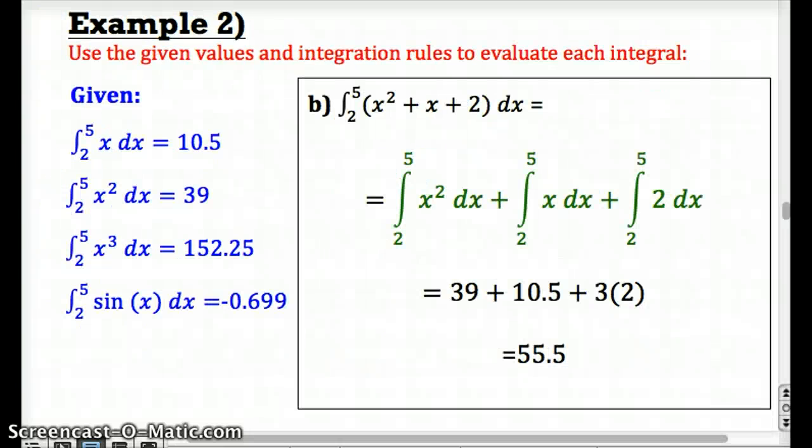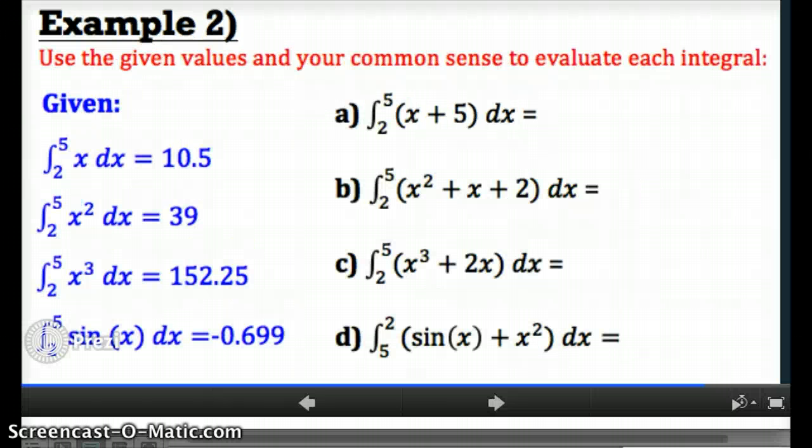All right, here's the work for b. As you can see, we split it into 3 integrals, each of which is either a known number or easily evaluable. You get 55.5. How about c?